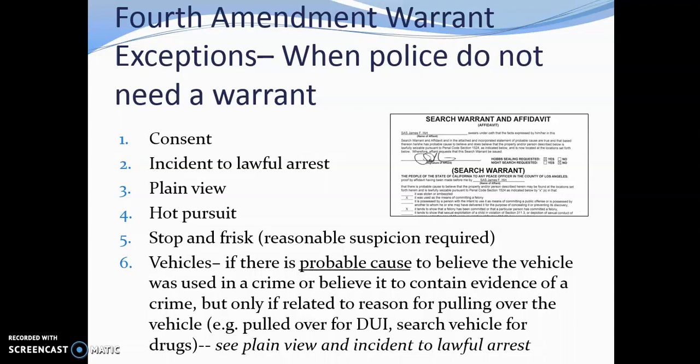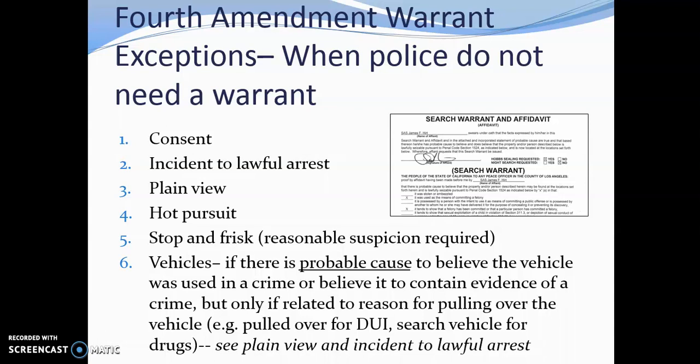Hot pursuit: if you rob the Safeway and the police are chasing you and they follow you into your house, they can do that. Stop and frisk, you could ask Mike Bloomberg about that, but you need reasonable suspicion. If you're stumbling down the street, that would be reasonable suspicion to assume that maybe you're high, and they can search your body without a warrant. Vehicles: they would need probable cause to believe the car was used in a crime, or contains evidence of a crime, but only if that crime is related to the reason for pulling over the vehicle. So if you got pulled over for a DUI, they can search the vehicle for drugs.